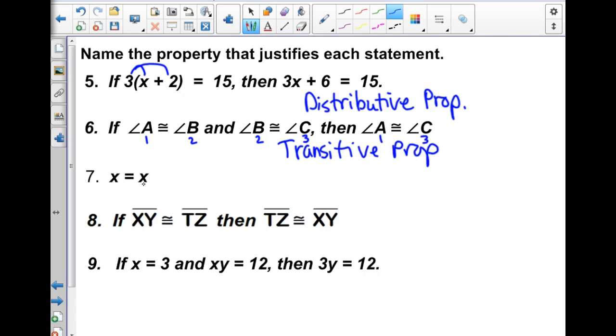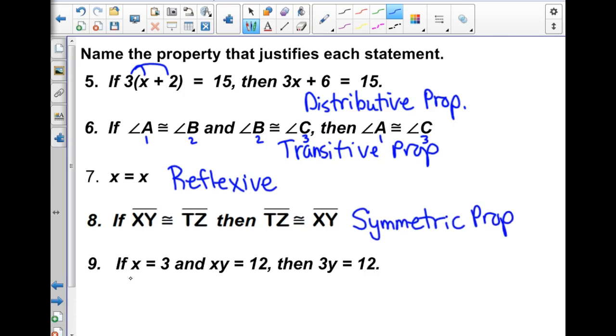If x equals x, which one's that? If you don't know, look on your sheet. I got a lot of people running to write reflective. It's not reflective, it's reflexive. And there's no excuses for spelling it wrong when you have it right on a reference sheet. If segment XY is congruent to segment TZ, then TZ is congruent to XY. All I did was flip it. That's your symmetric property.